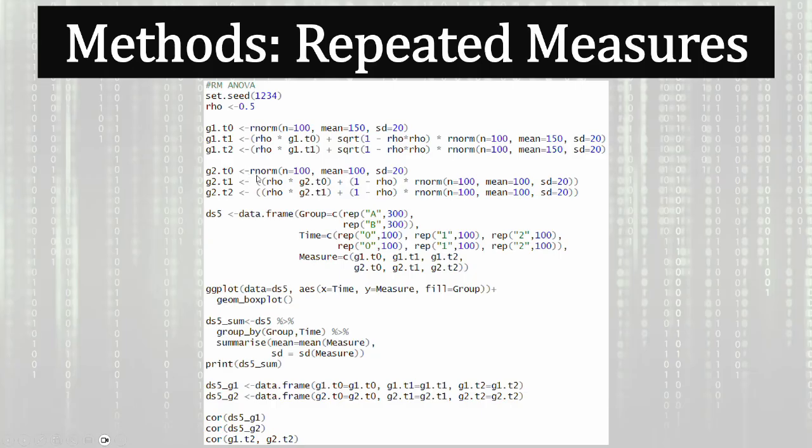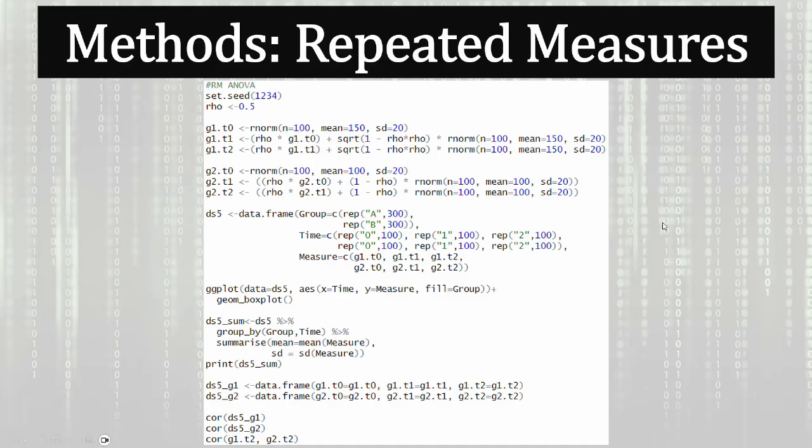Now, to have a contrast for group 2 that I don't want to increase, I'm simply changing this variable to 1 minus rho. Essentially, because rho is 0.5, half of the data is coming from T0, T1, and then 1 minus rho is going to be 0.5, so half is from a new distribution. And so this should not go up. It should stay around the mean of 100 that we want.